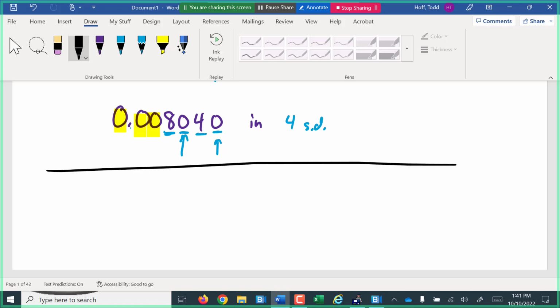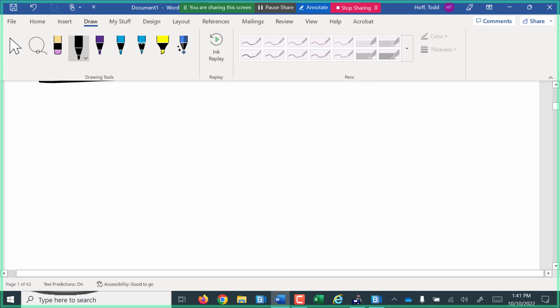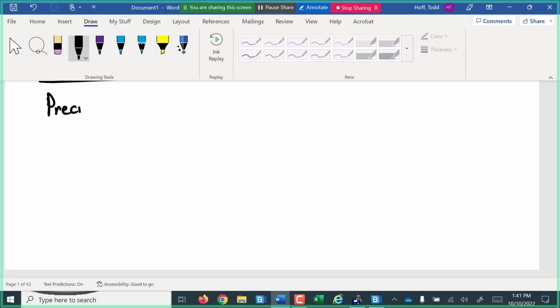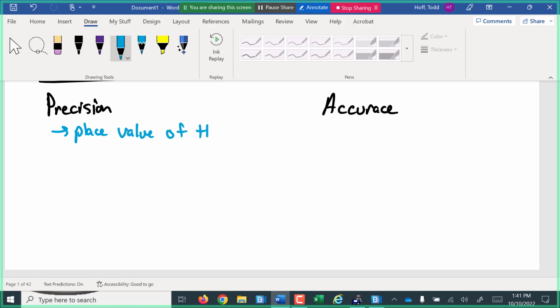So the significant digits then bring us to the ability to classify a number in terms of its precision and its accuracy. So the precision of a number, just like with our decimal measurement, is simply the place value of the last significant digit.